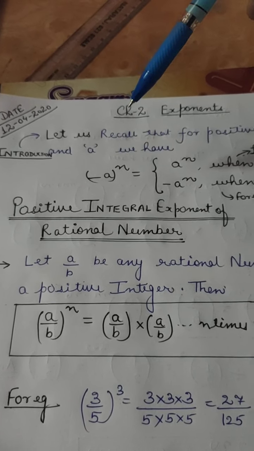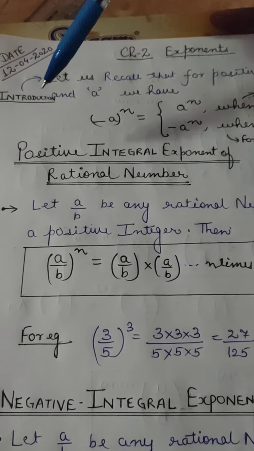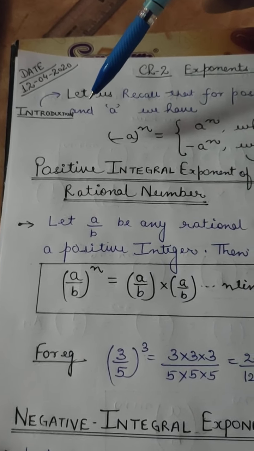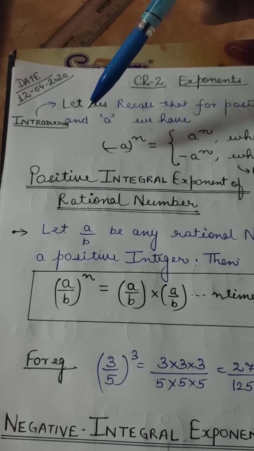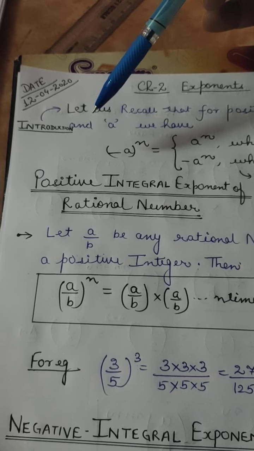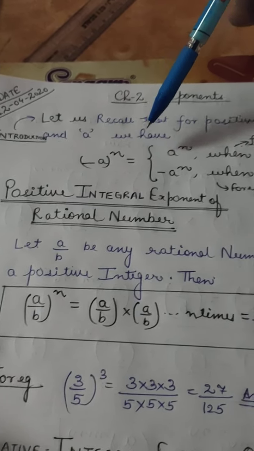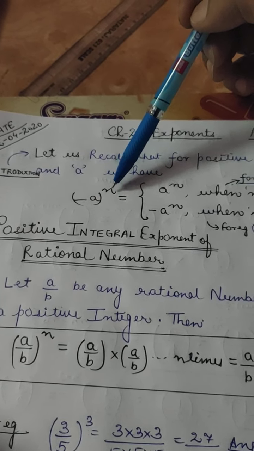So students, we will start now with the chapter number 2, that is exponents. Before coming to the exponent, we will start by revising some of the concepts from previous class, that is class 7th. And the class 7 chapter number 1 is integers. In integers, we have learned if a given integer is multiplied n number of times.